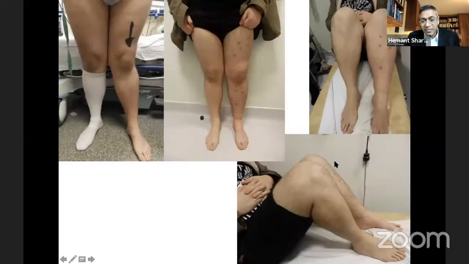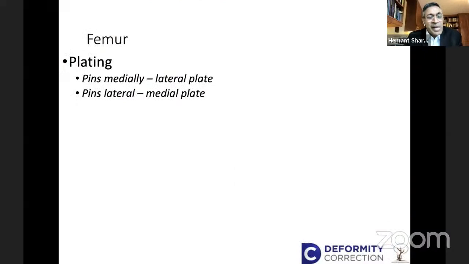And these are the final pictures of the patient, pre-operative and post-operative. Then how to plan it, some basic things which we'll all know about. If you're putting pins medially, put the pins medially for a lateral plate, put pins laterally for the medial plate. You can easily put a subvastus plate.